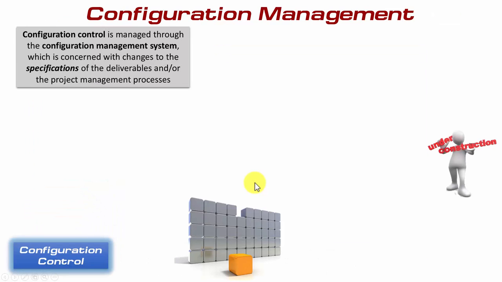And before we get into the details of change control, it's important that you understand the part that configuration management plays here. Now, configuration control is managed through the configuration management system, which will have been applied to each particular project. It may well be that a configuration management system exists in your organization as a central department or group. But what this configuration management system does is that it is concerned with changes to the specifications of the deliverables and or the project management processes. You see, there's two things here. There's the configuration of the way in which the project is being managed, as well as the deliverables themselves.